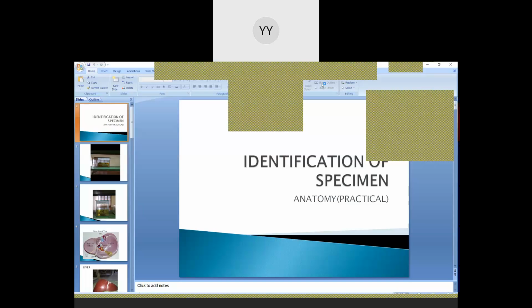So this specimen which I am showing on the screen is the kidney. You have two kidneys, right? These are the two kidneys which you will find in the specimen. Where do you find the kidney? In the excretory system, or else the urinary system. Can anyone say the function of the kidney? Actually, I already explained all this.